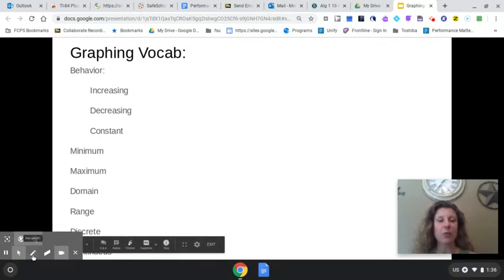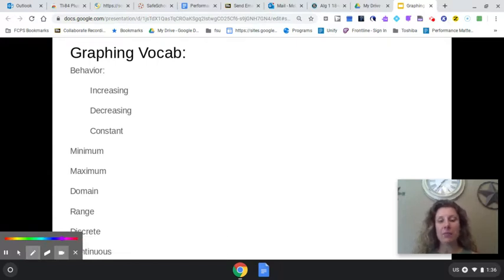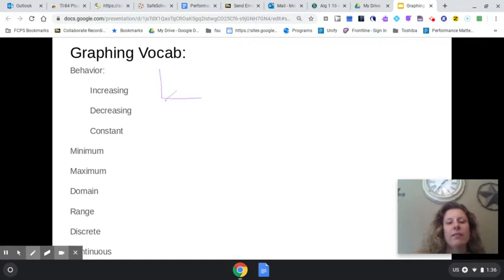So the first one is behavior. We can have three main types of behavior in a graph. We could have an increasing graph, which means as we read from left to right, as the x value is increasing, so is the y. This is going to look like a positively sloped graph. So something maybe that looks like that.